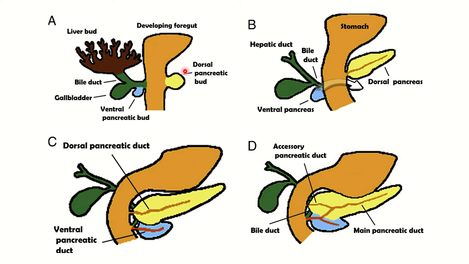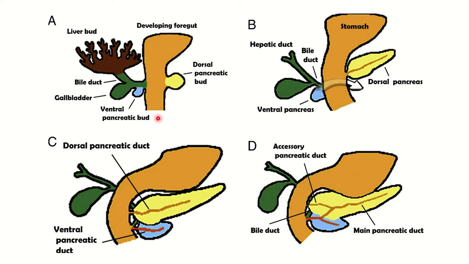So these two pancreatic buds have to be united. For this, the ventral pancreatic bud starts rotation behind the posterior part of the duodenum. Here we can see this is the ventral pancreas. The ventral pancreas starts its rotation along the posterior surface of the duodenum, and finally it reaches the dorsal pancreatic bud and is fused with the dorsal pancreatic bud.